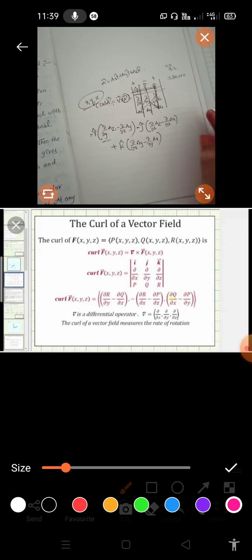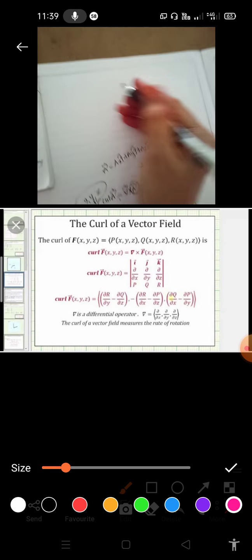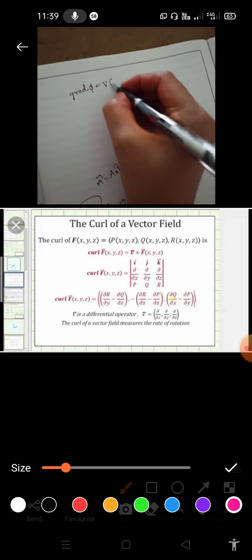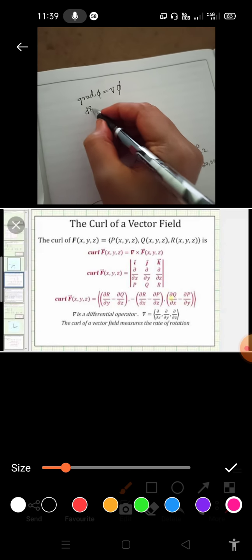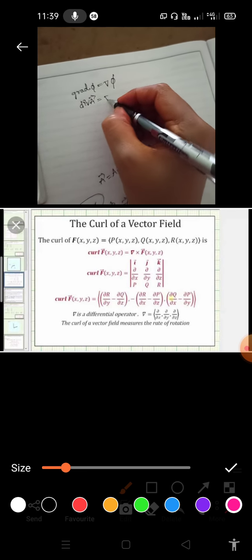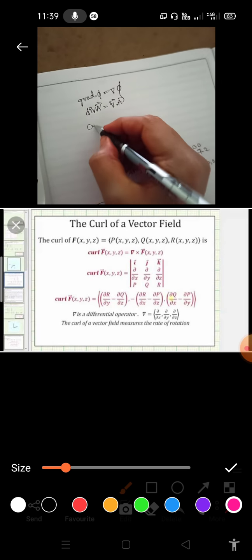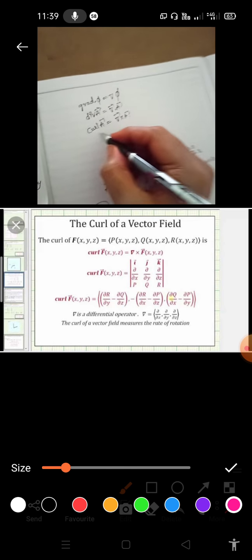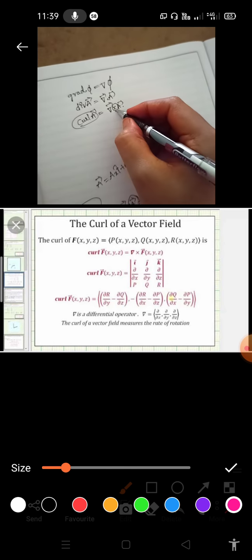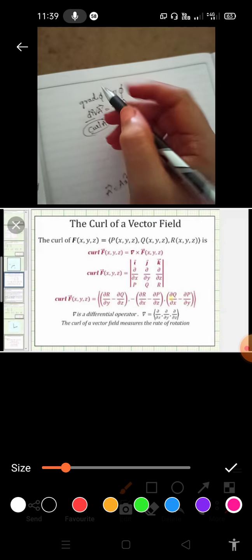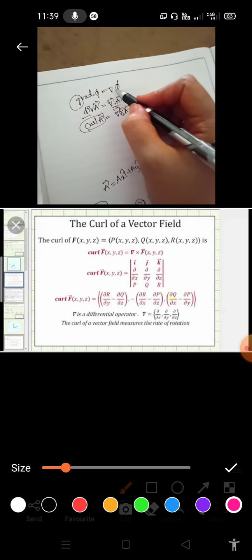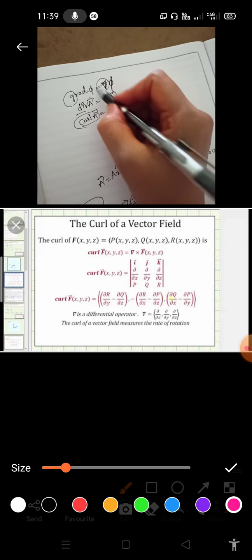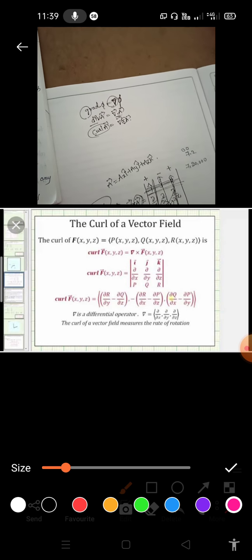So now I want to briefly summarize today's topics. Grad phi can be written as del phi. Div A bar can also be written as del bar dot A bar. Curl A bar can be written as del bar cross A bar. So curl means cross product. Div means dot product. And gradient means no dot, no cross; simply it is the multiplication of phi with the del operator. This is about today's topic.